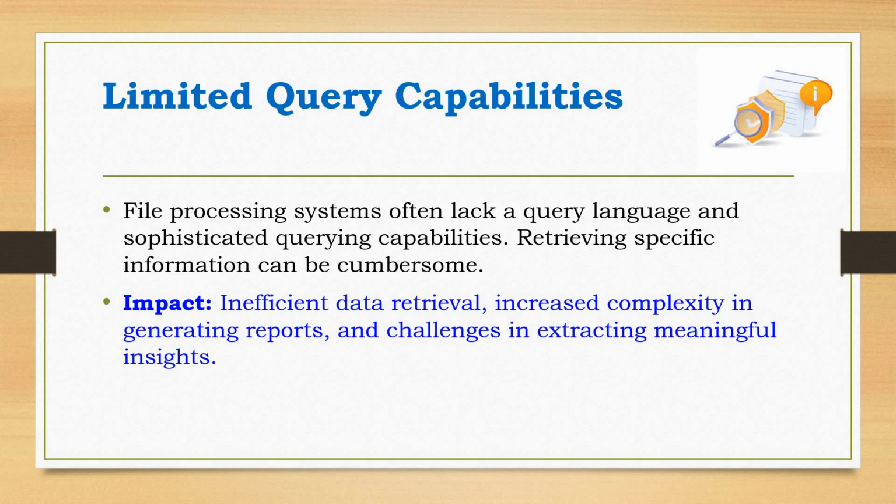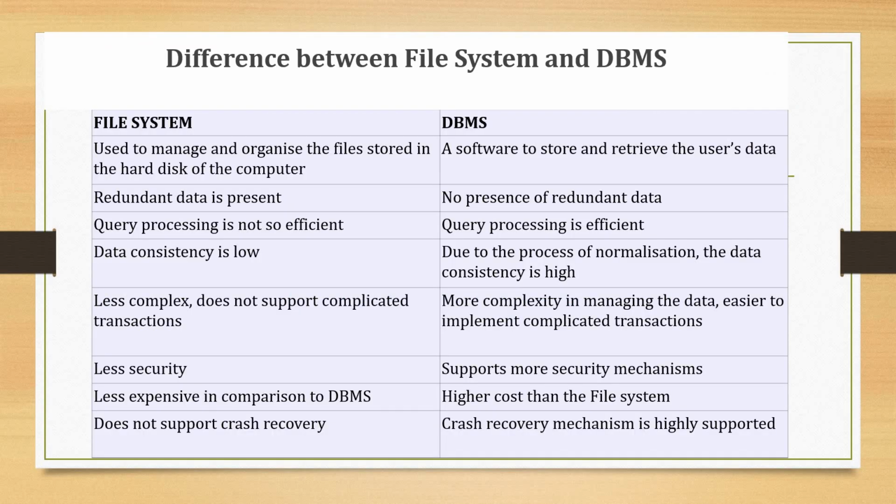So these are all the limitations of file system processing, which is why we are moving to the DBMS. What is the difference between the file system and the DBMS? The disadvantages we face in file system processing are going to be overcome by the database management system.